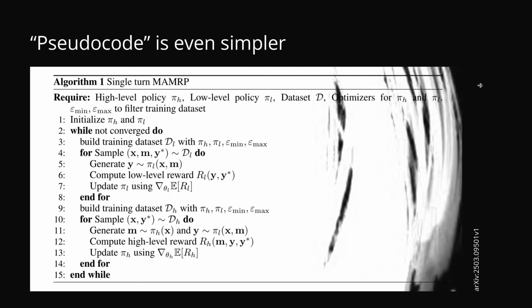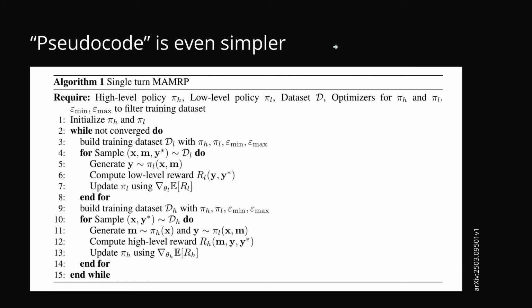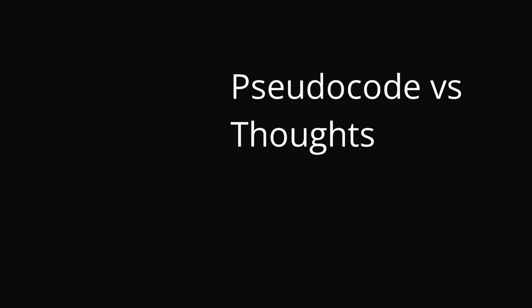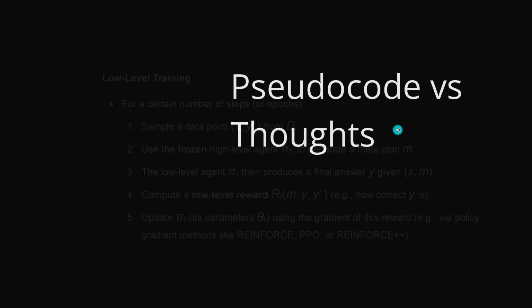So you might say, hey, wait a minute, in those publications we always see pseudocode. What about the pseudocode? Can we not use the pseudocode? But yeah, pseudocode is even simpler, you know. Have a look at this pseudocode. You have two blocks here. You compute a low-level reward and you compute a high-level reward. And you have barely any information to code this, no? But you know what? We can compare pseudocode to human thoughts.